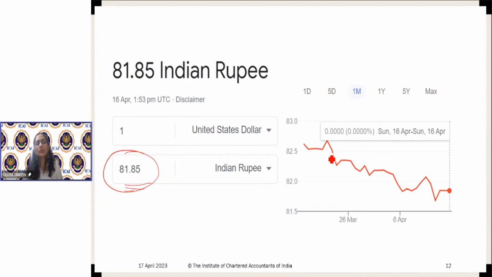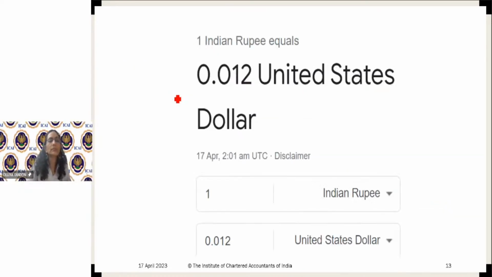Okay, and these are the fluctuations in the rate you can see here. In the month of March, it was 82.5, and in April it has gone down to 80. It is less than 82. That means rupee has appreciated. Rupee is appreciating. So Indian rupee is becoming strong. Okay. This is indirect quote. Indirect quote means 1 INR equal to how many dollars?